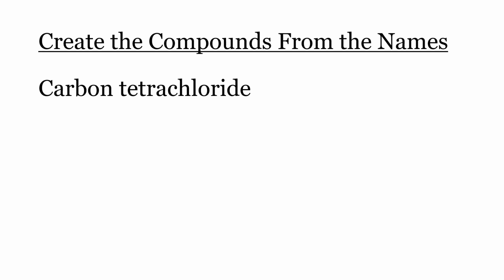Taking a look at carbon tetrachloride. Again, I do not have a prefix out front, so I assume this is 1. So 1 carbon atom, tetrachloride, tetra being 4, chloride being chlorine. I have 1 carbon atom, 4 chlorine atoms. Putting all this together, I get CCl4. 1 carbon, 4 of my chlorines.